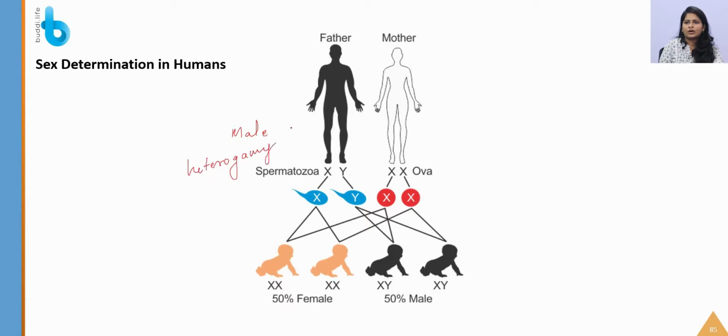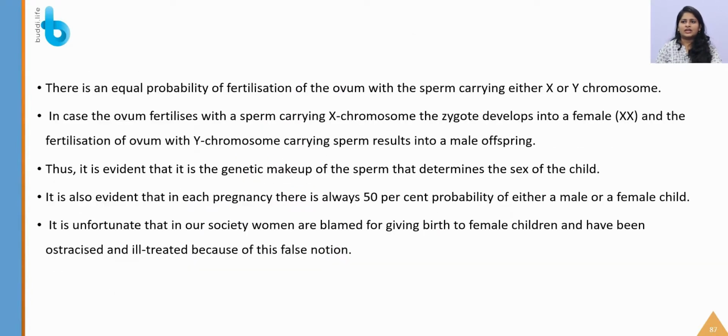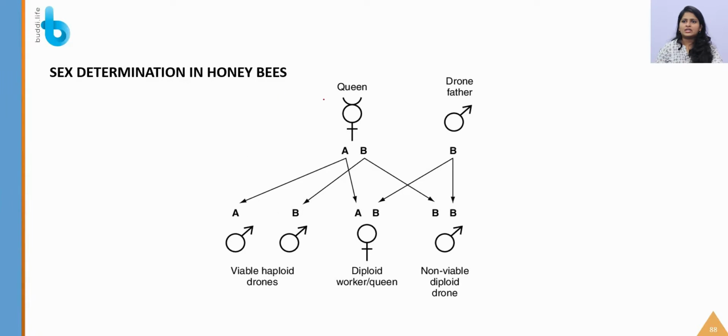One more important thing is sex determination in honeybees. They have queen and drones. Generally 3 types of bees are present, 2 female, that is, one will be the queen and the other will be the worker bee. Both are female, only the queen is able to reproduce, whereas the worker bees are infertile, whereas the drone will be the father.